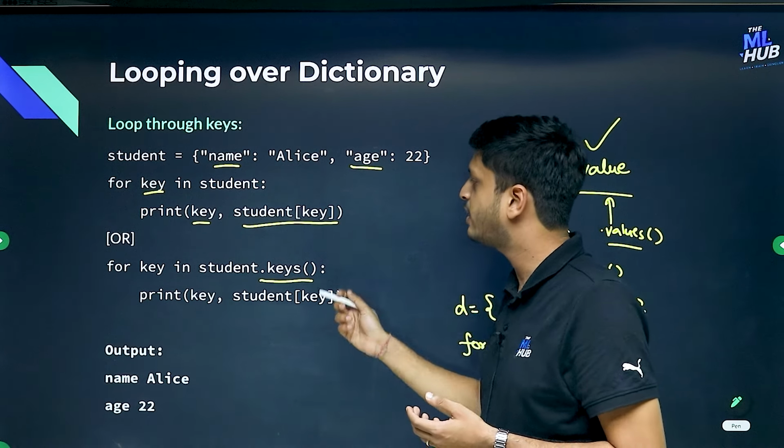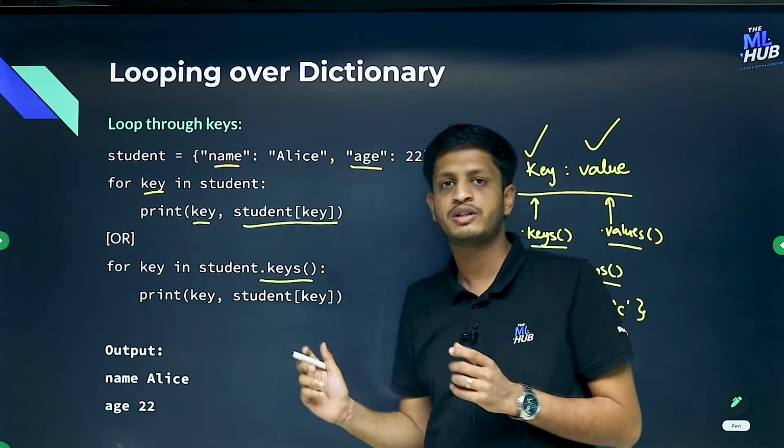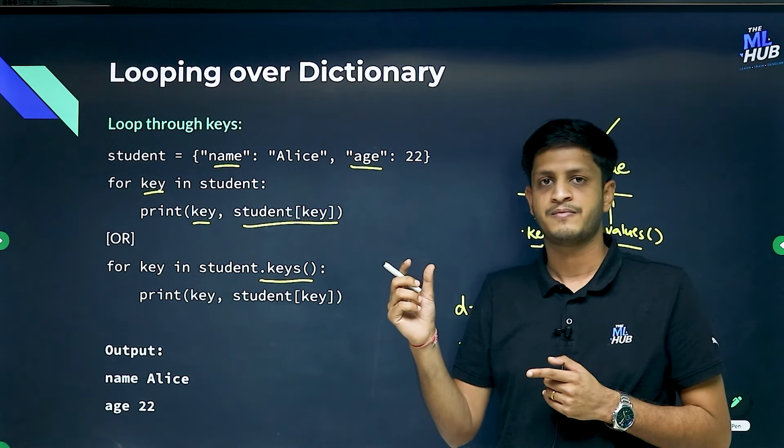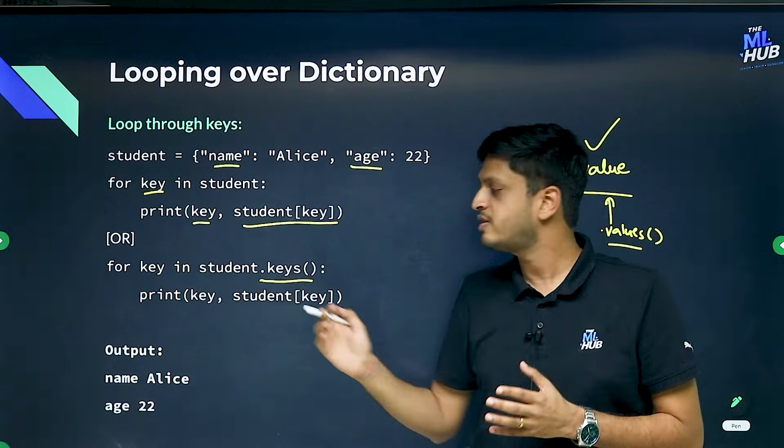So this is what you can do, and same thing you can do with the keys function. So you can write for key in student.keys. We know that the keys function returns a dict_keys object, which is a view on current keys, and which is iterable, so you can iterate over it.